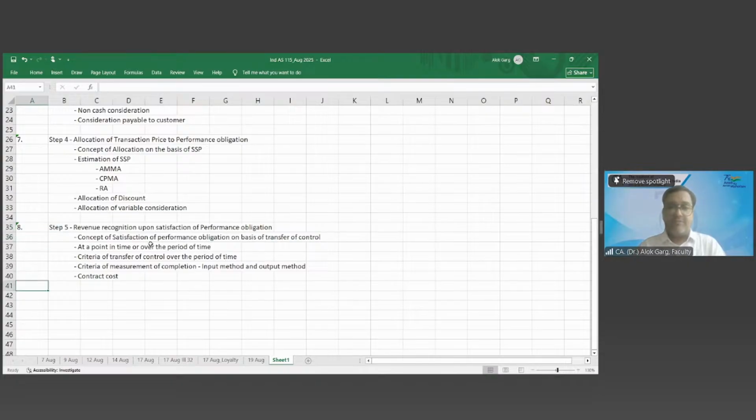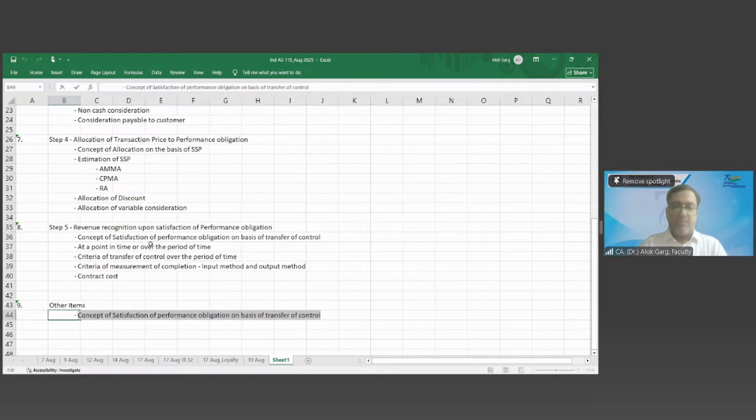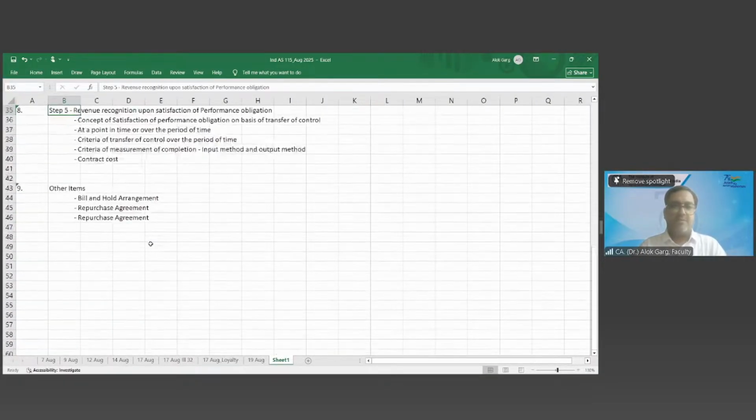Then we have also covered some important other items. Bill and hold also we discussed. So in other items, what I have covered is the bill and hold arrangement, then repurchase agreement, and then service concession arrangement. These three aspects we have covered also.